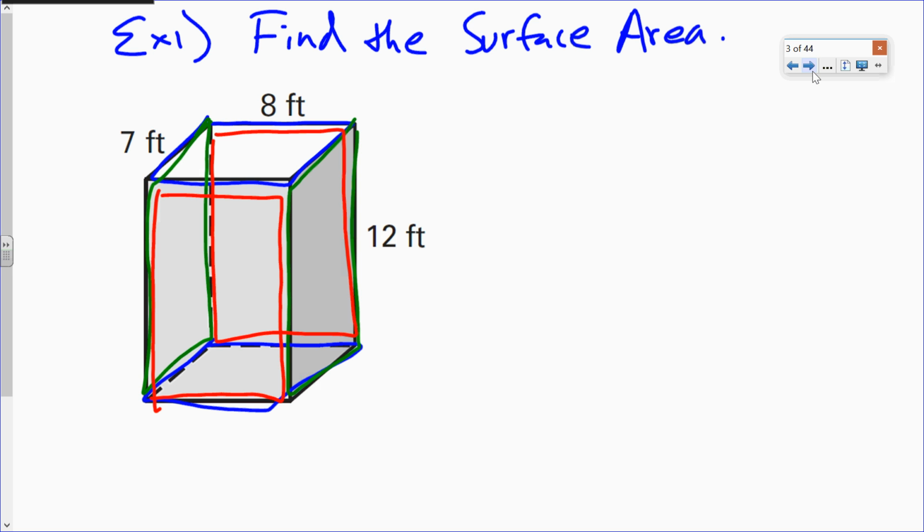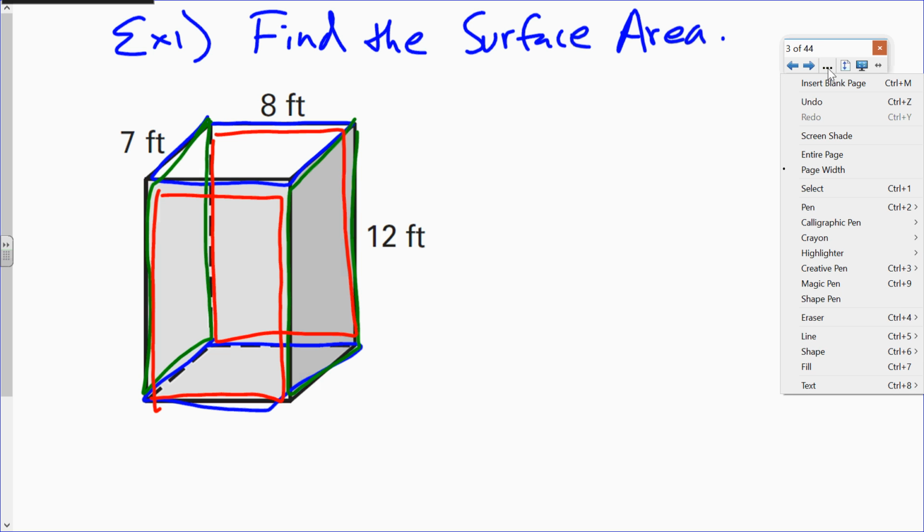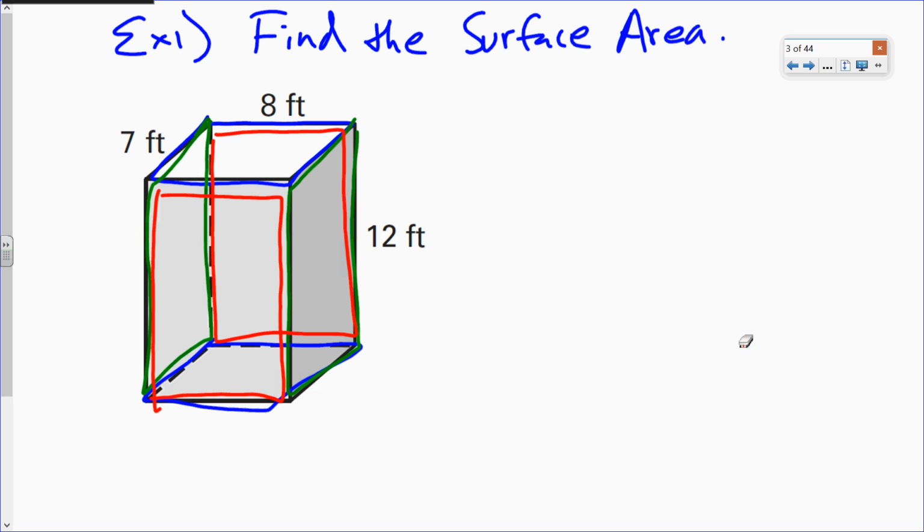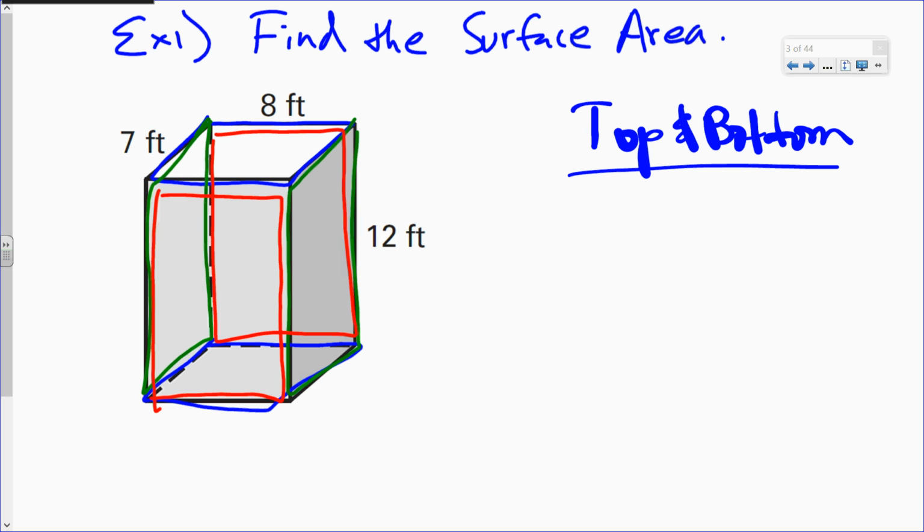So I'm going to find the length times width of every rectangle. But there's a shortcut because 3 pairs are the same. Top and bottom in blue, they're the same. Left and right in green, same. Front and back, they're the same. Let's do 2 at a time. With my blue marker, I'm going to write top and bottom. Top and bottom face, they're the same. So I'm going to find the area of one of them and multiply it by 2.